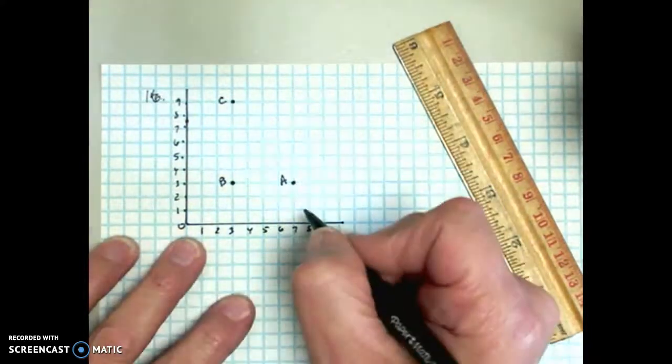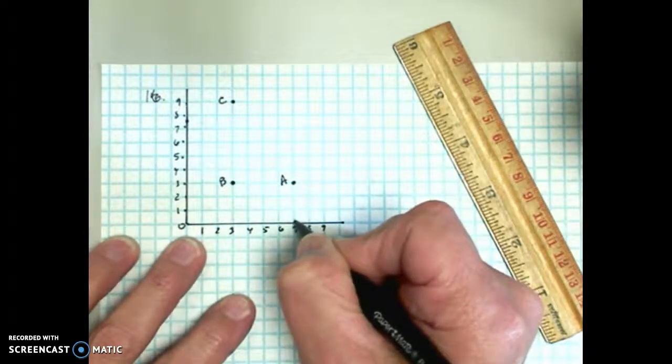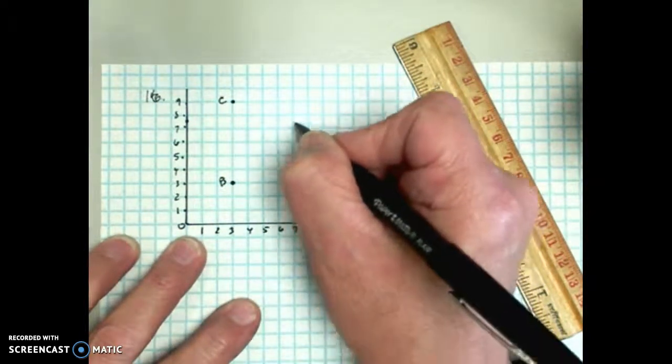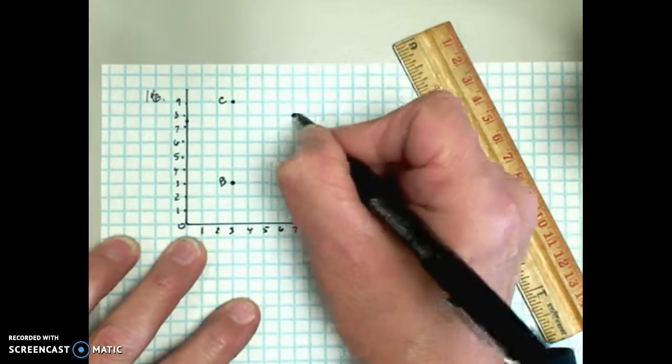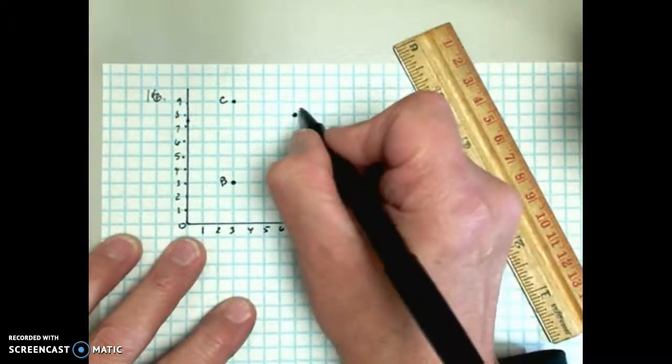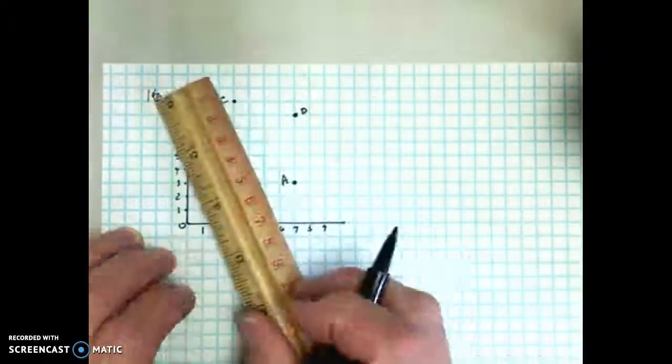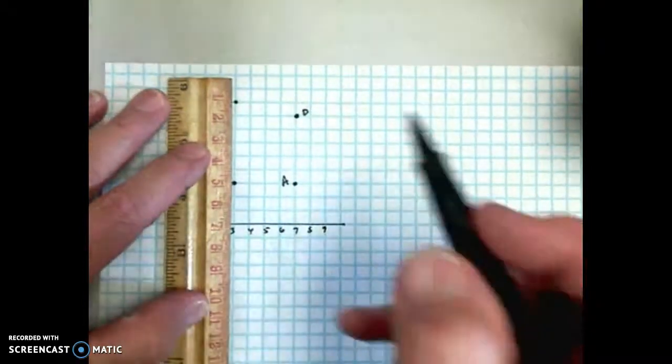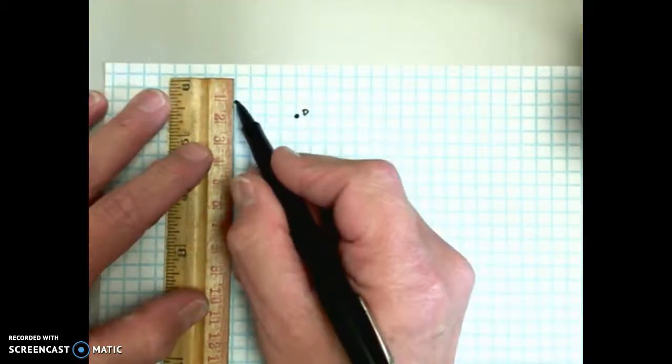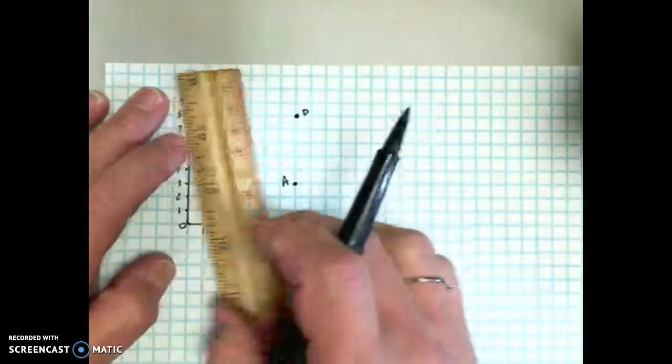Next one's 7, 8. So over to the right 7, and then up 8, right there. And then we're going to label that one letter D. And then we're going to take our straight edge, make sure you take a straight edge, and we're going to connect those dots to form our polygon.